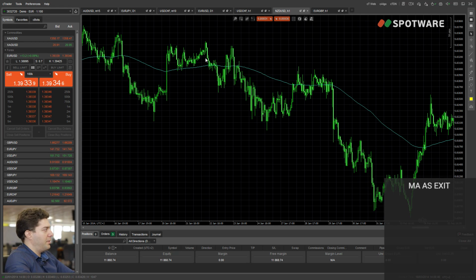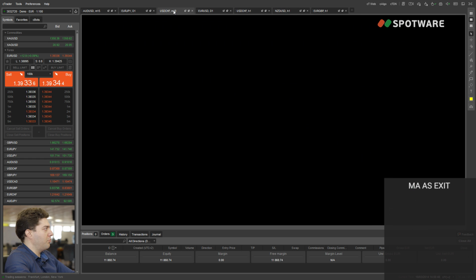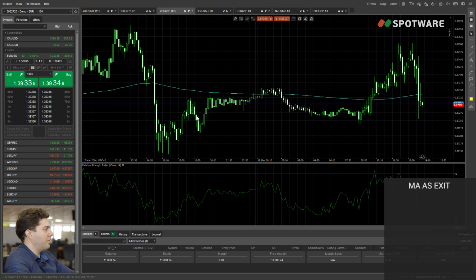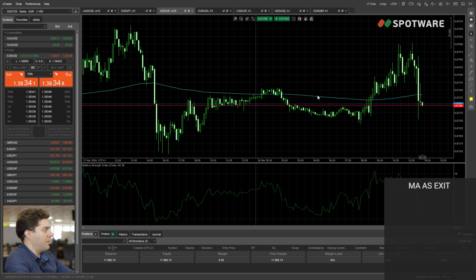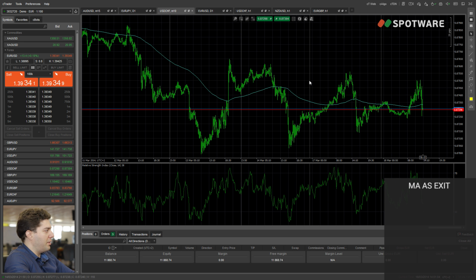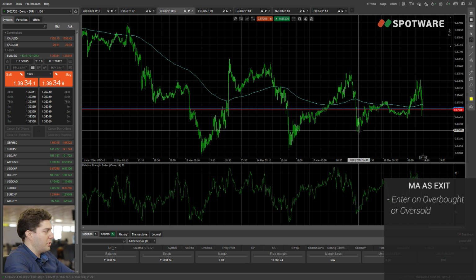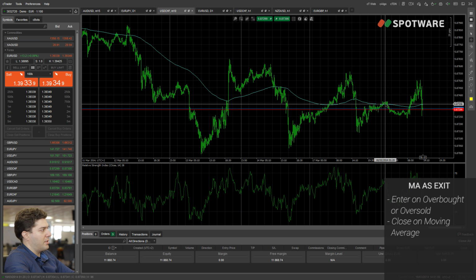The next way you can use your moving average is using it as exit on your mean reverse strategies, or using it as exit during a trend. So let's go to cTrader, so I'm going to show you what I mean. In a mean reverse strategy, what we're doing is we're using an oscillator to enter the market. So let's see here in the USD Swiss franc chart. We have plotted an oscillator, and because we see that there is no trend and the market is just going in a range, we're entering when it's overbought or oversold, and we're closing on the moving average.